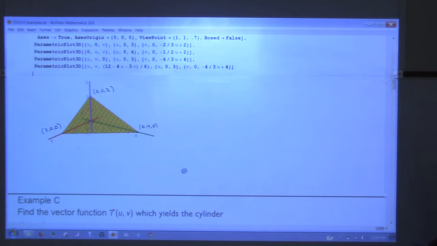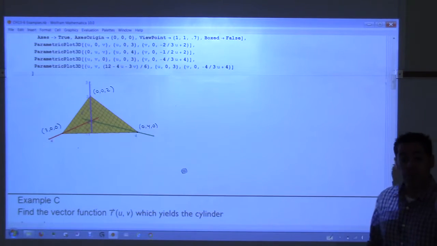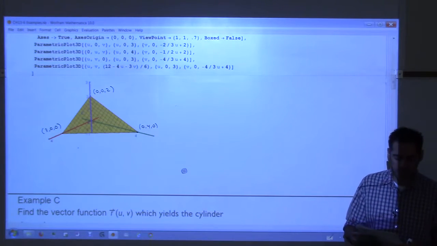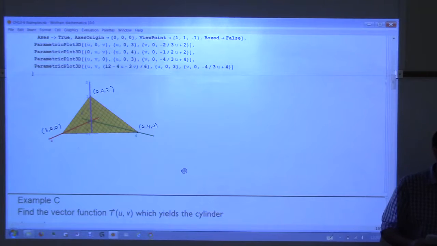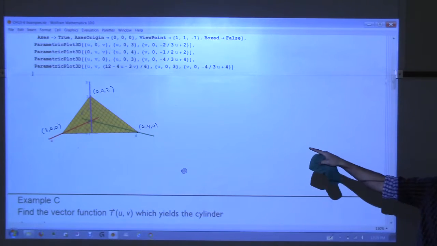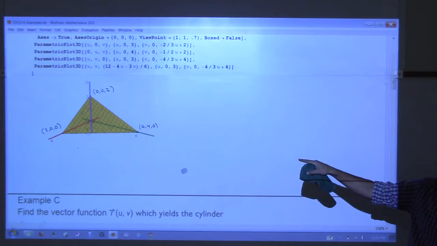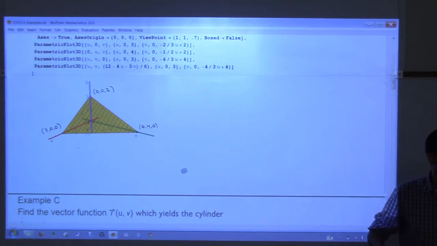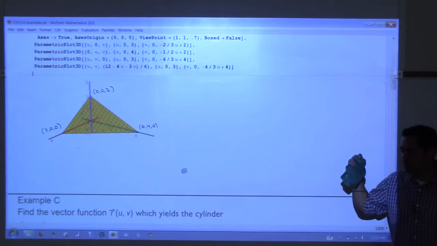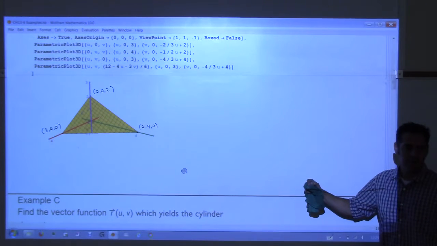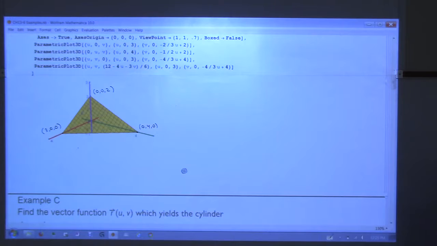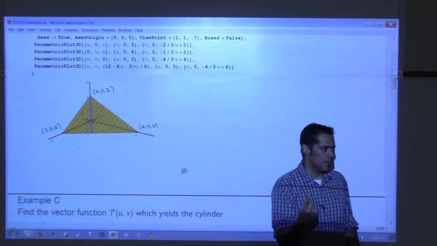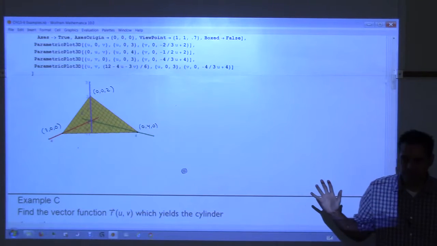So this one is saying, find the vector functions, plural, which yield the four face surfaces of the tetrahedron with these vertices. There are four surfaces for this tetrahedron. We need to come up with a way to draw each of those four, which means we need four different vector functions. We're going to have four different answers. It is not possible for us to draw all of them together at one time with one function. We can only do one at a time.